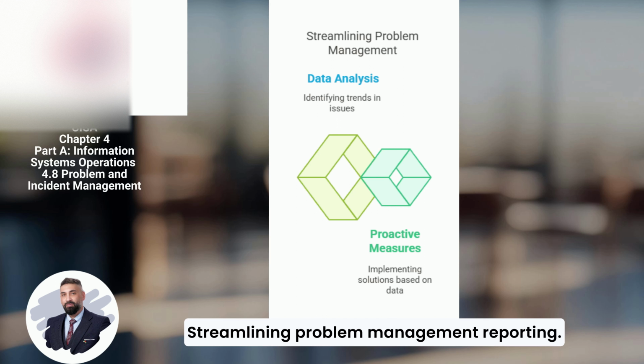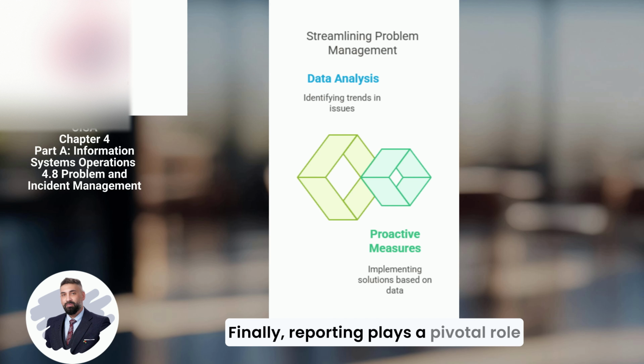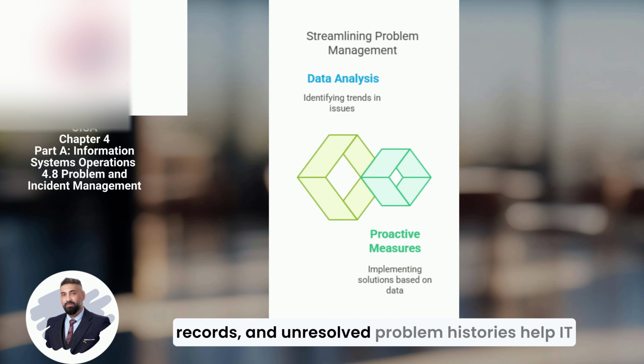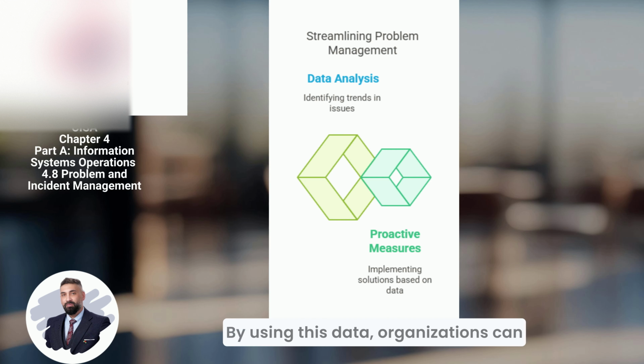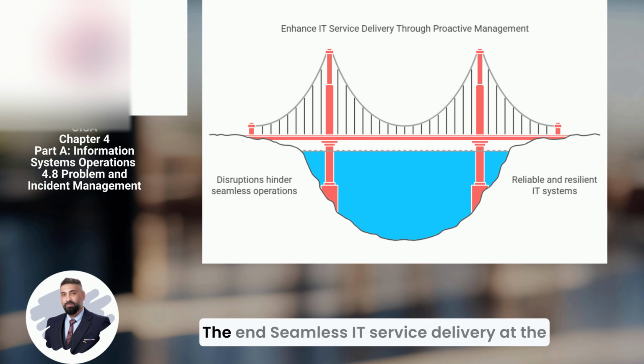Streamlining problem management reporting. Finally, reporting plays a pivotal role in ensuring both problem and incident management processes run smoothly. Regular reviews of logs, help desk call records, and unresolved problem histories help IT managers identify trends in recurring issues. By using this data, organizations can take proactive steps, whether it's investing in preventative tools, training employees, or developing better escalation procedures. The end goal, seamless IT service delivery.